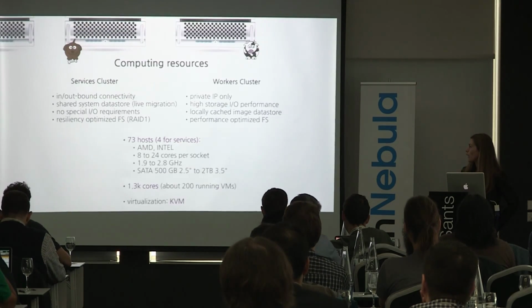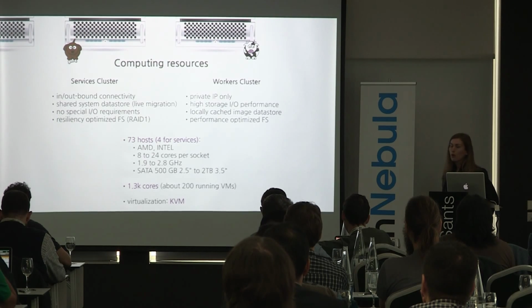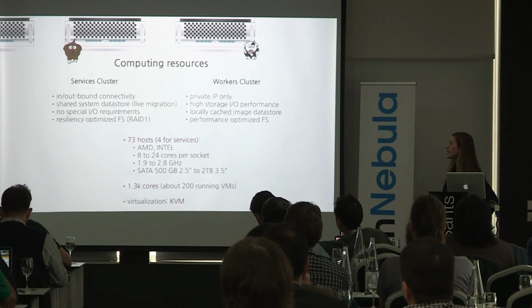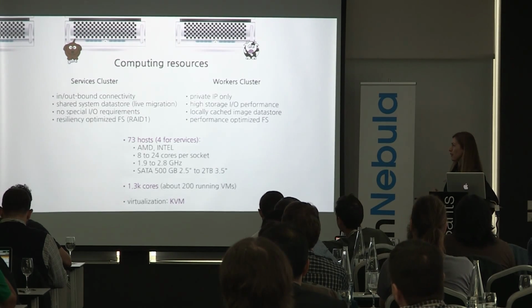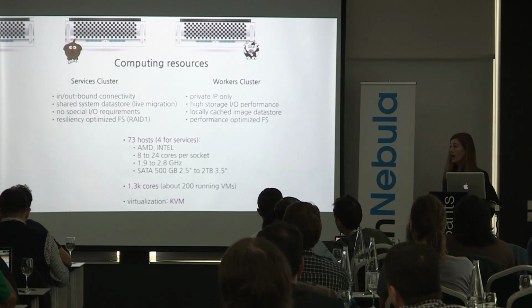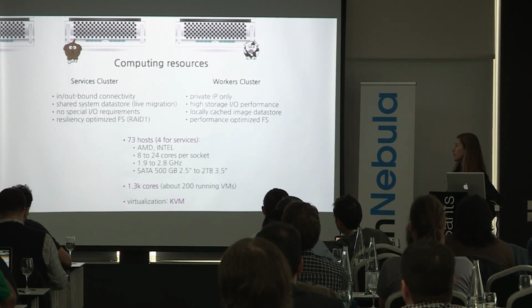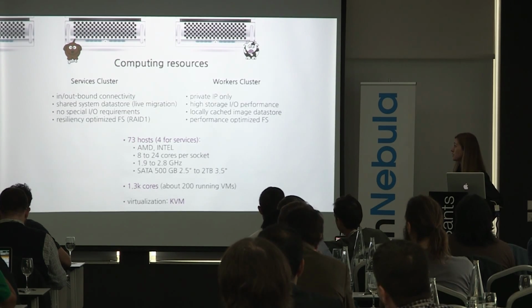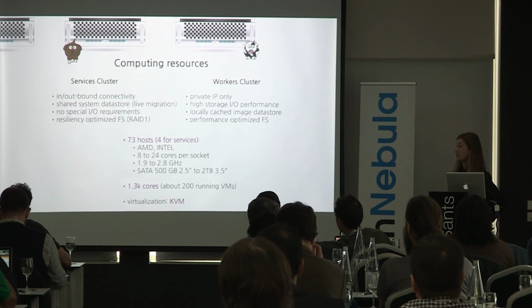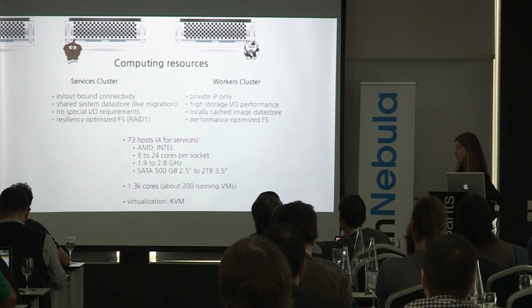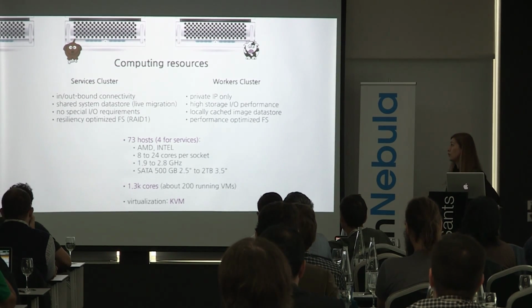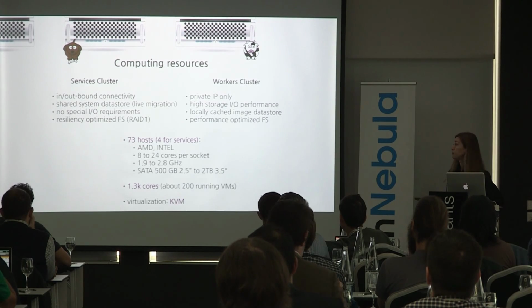So our cloud is, let's say, medium-small. We have 73 hypervisors. It's not very fancy hardware. They are divided into clusters. Our pets are these 4 hypervisors for services. Server-class hardware. They have both a private and a public connection, and the data store is for running images of running VMs. It is shared for live migration, there are no special input-output requirements, and the file system is mirrored.